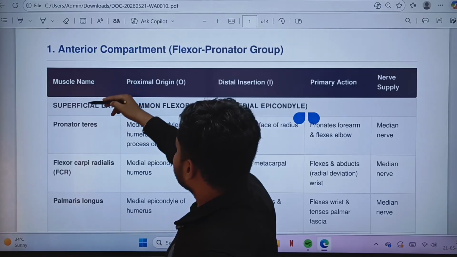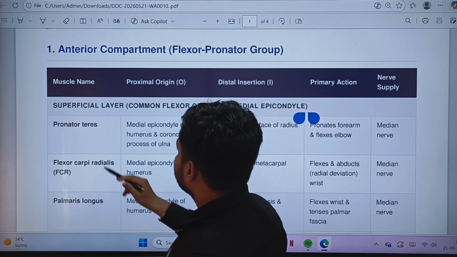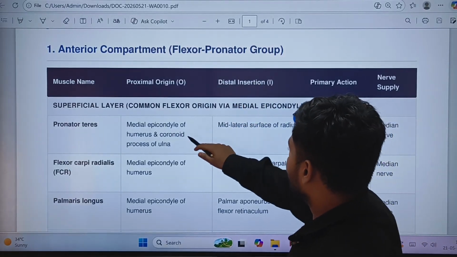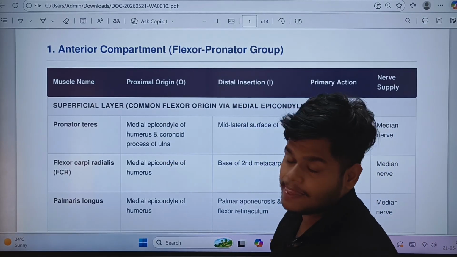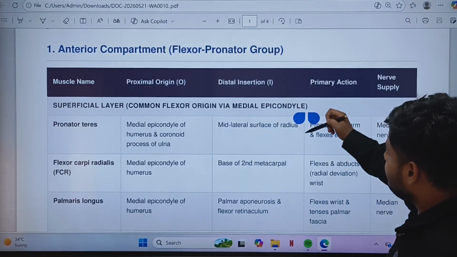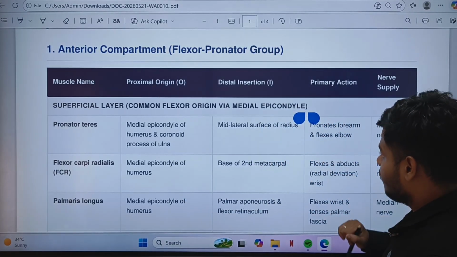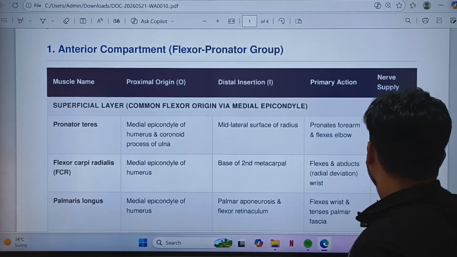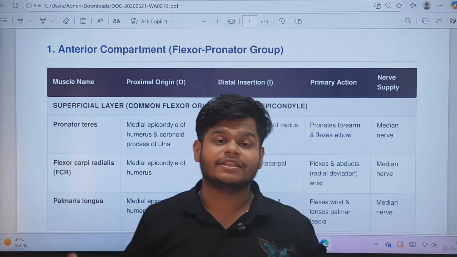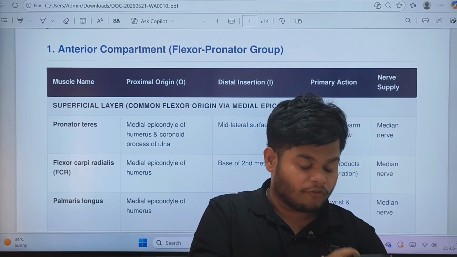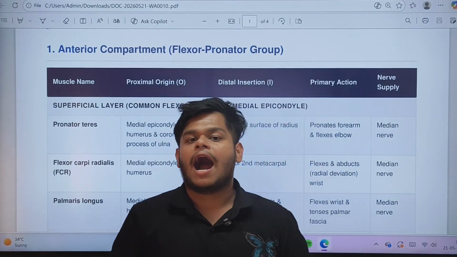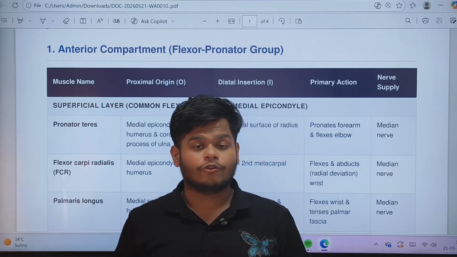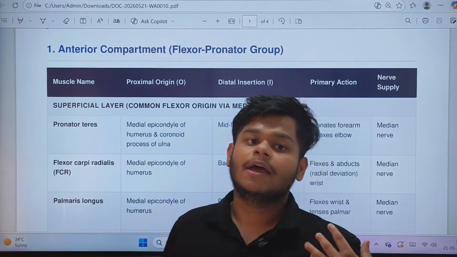So the first muscle of the superficial group is pronator teres. This muscle originates primarily from the medial epicondyle of the humerus and the coronoid process of the ulna. We have seen all this. Distal insertion is on the middle lateral surface of the radius. Primary action is that it flexes the elbow, and nerve supply is by the median nerve. We will learn in detail about the nerve supply of the forearm in the brachial plexus session. We will also learn about the arteries and veins which supply it in detail.